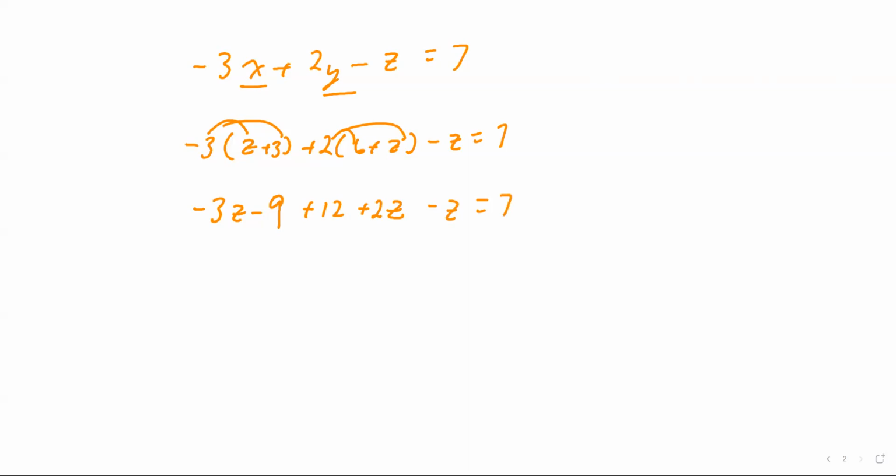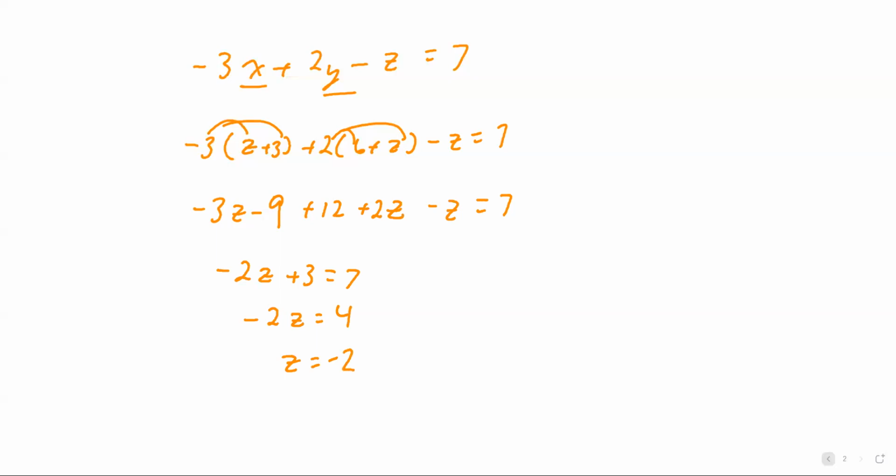Now what? So negative 3z plus 2z is negative z, minus another z would give me negative 2z. Negative 9 plus 12 is 3. What would I do now? So the negative 2z equals negative 4, and then z would equal negative 2. So I found my z.